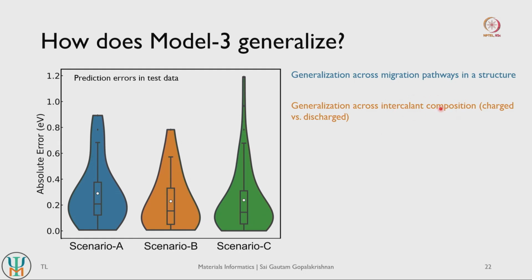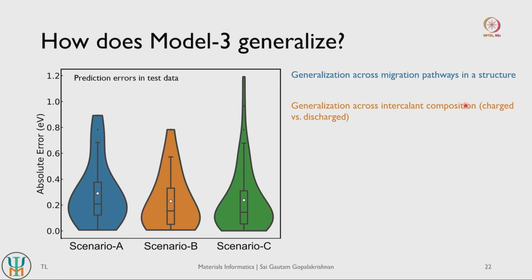In scenario B, we are trying to do this generalization across different intercalant compositions. What we mean by that is, let's say you have the same structure and the same moving ion, but you have different concentrations of the moving ion within your structure. We take one such composition, let's say the charged composition, in our training. Charged composition usually indicates that there are fewer electroactive ions or moving ions within your given material. Discharged composition generally refers to more moving ions within your given structure. These two terminologies are commonly used in battery literature.